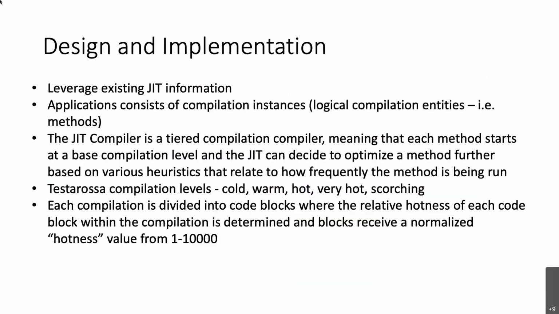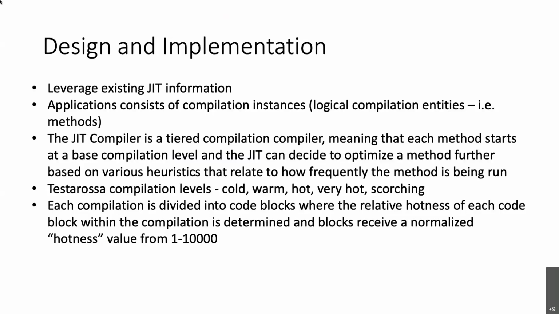So at a high level, looking at the design and implementation, there is leveraging of existing information that's done. Applications consist of compilation instances, and the JIT compiler is a tiered compilation compiler, meaning that each method starts at a base compilation level, and then the JIT can decide to optimize a method further based on various heuristics that relate to how frequently a method is being run. The compilation levels are cold, warm, hot, very hot, and scorching.